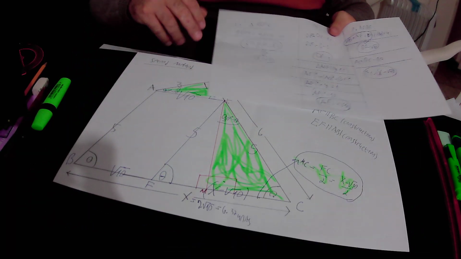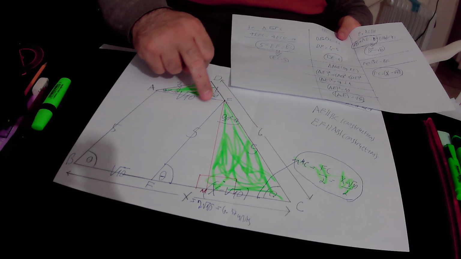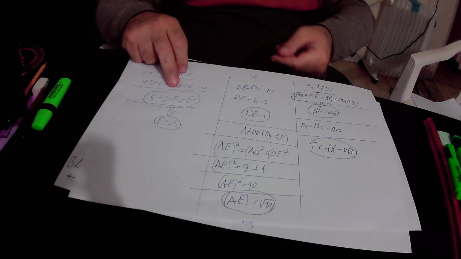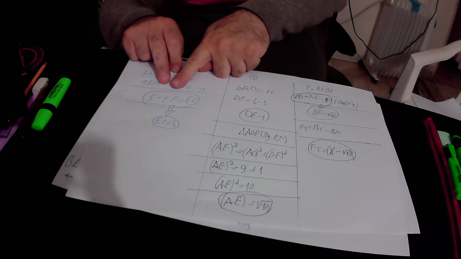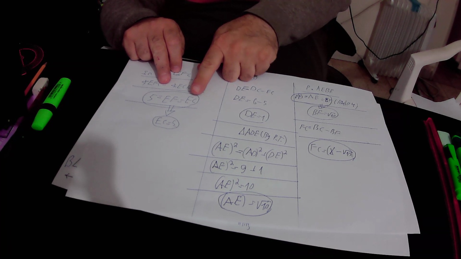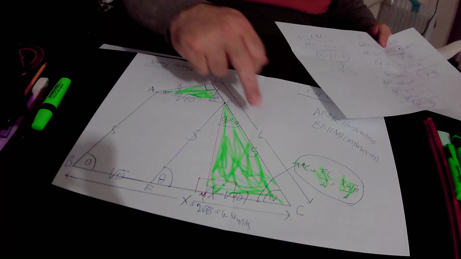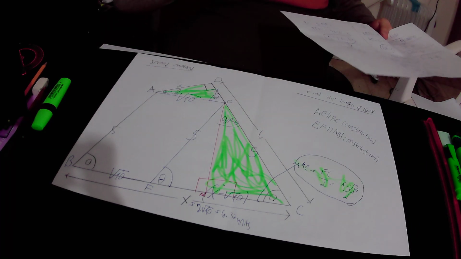But EF equals 5 units. So from this equation, 5 equals EF equals EC, we will derive that EC is also equal to 5 units.